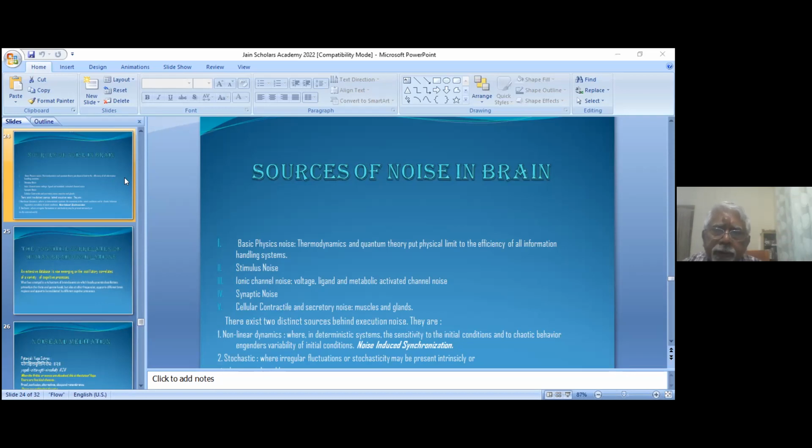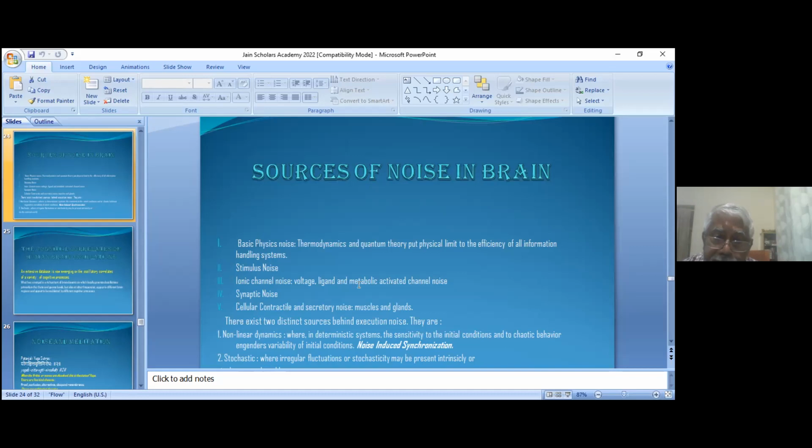We are thinking something. We are making a meditation on a particular object. Then this noise from the ion channel might perturb me. So the brain has to be careful how to avoid these things. Then there are synapses along the neurons, and the synaptic noise is there. And also the cellular contractile and secretory noise, that is muscle and glands noise.